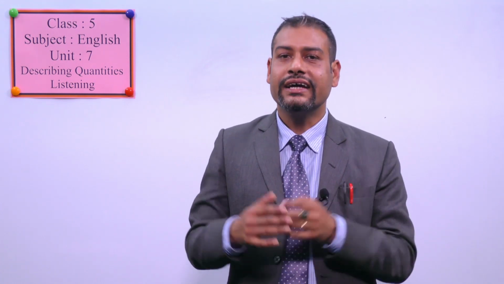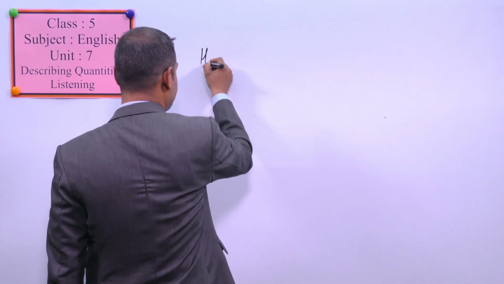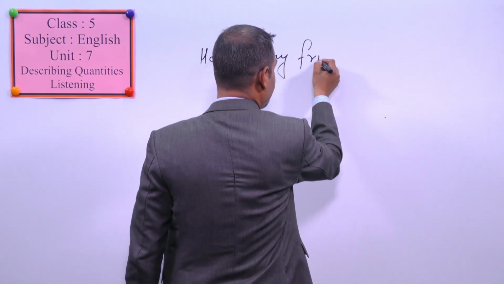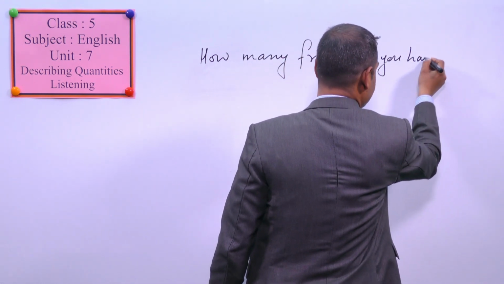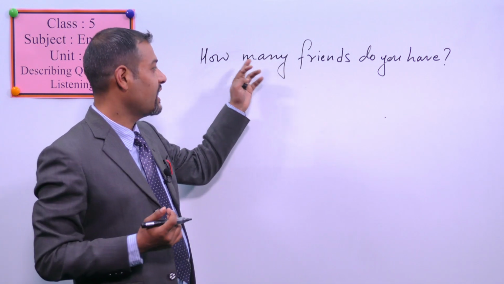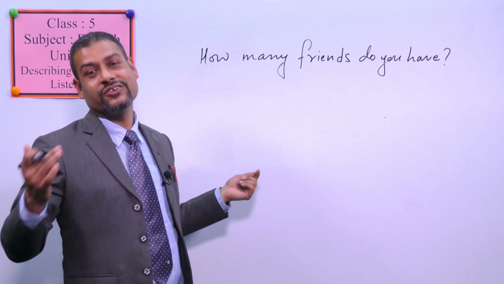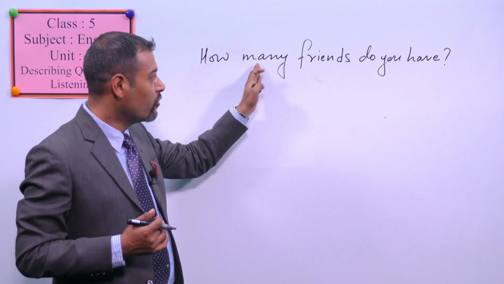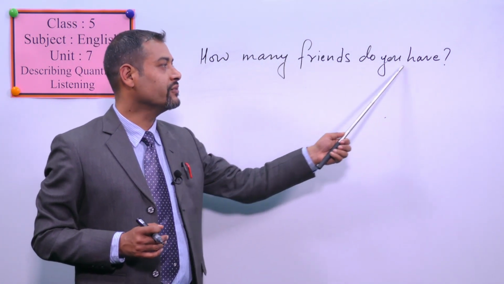So, for example, if I ask you this question, what will be your answer? Please try. How many friends do you have? So what do you write there, how much or how many? If I say, how much friends do you have? Is this correct or not? No, that will be wrong. We can count the friends. That's why you have to use how many. How many friends do you have? See, once again read it.